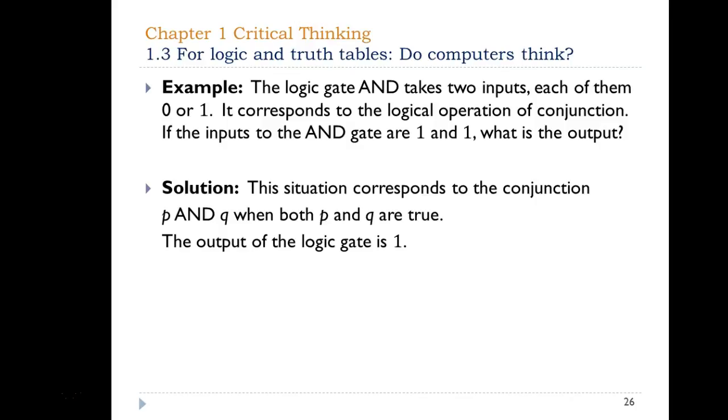The logic gate AND takes two inputs, each of them 0 or 1. It corresponds to the logical operation of conjunction. If the inputs to the AND gate are 1 and 1, what is the output? This situation corresponds to the conjunction P and Q when both P and Q are true. The output of the logic gate is 1.